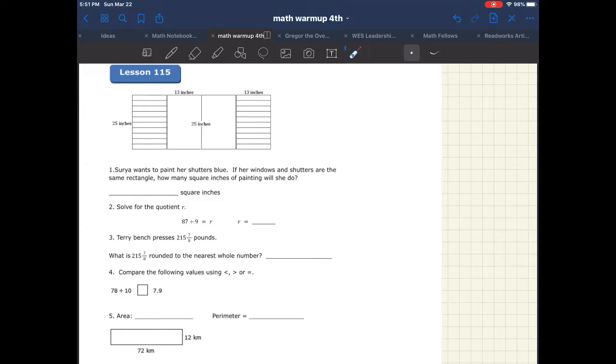All right, let's start. Number one, we have this great big picture up here, and it's hard to say what it is until you read the problem. Surya wants to paint her shutters blue. If her windows and shutters are the same rectangle, how many square inches of painting will she do? It looks to me like these are the shutters because they've got the little lines on them like shutters. So she's painting each of her shutters blue.